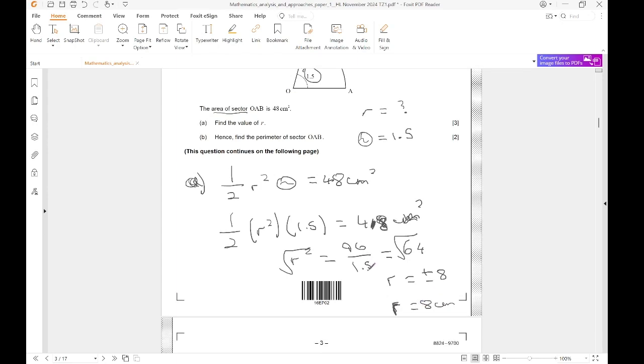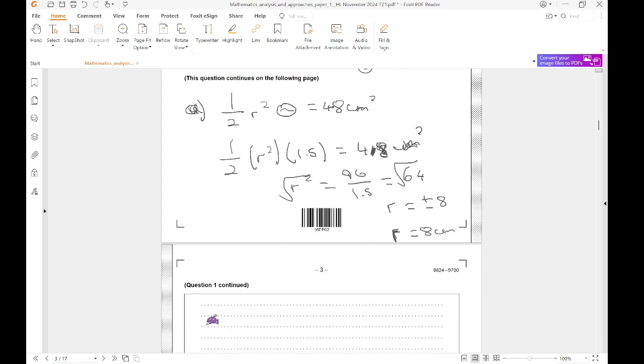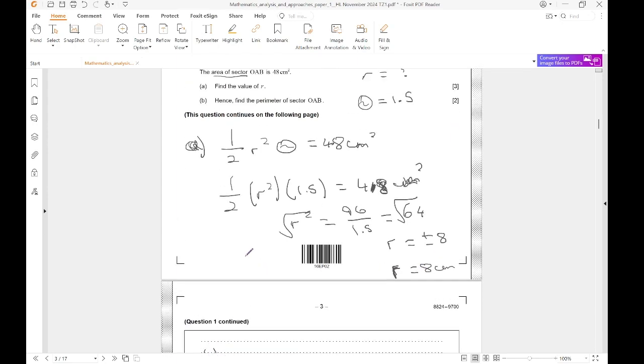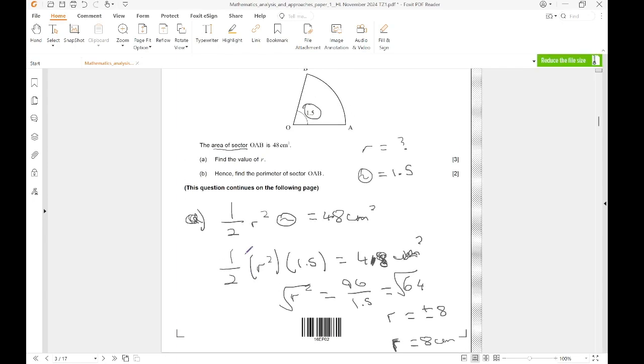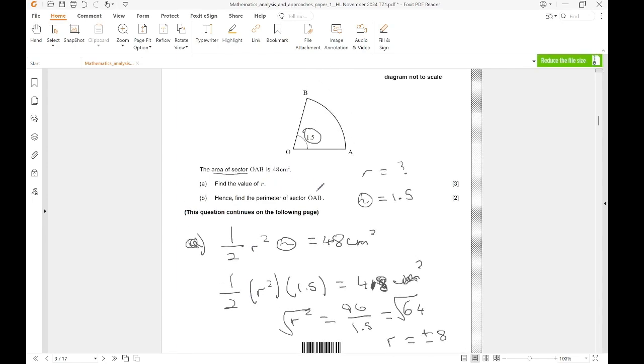So that's part A done. Now part B, they've asked us to find the perimeter of sector OAB. So we know this right here is 8 centimeters, and this right here is 8 centimeters, but we don't know what this is. We have to find out what BA is. We have to find that length.